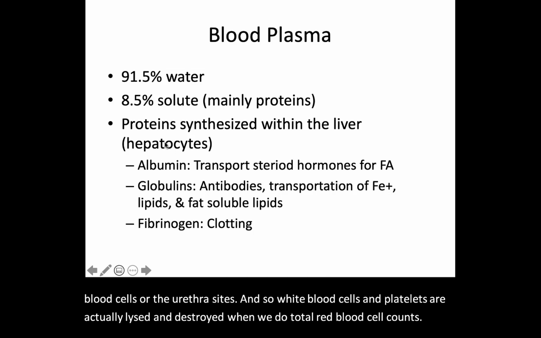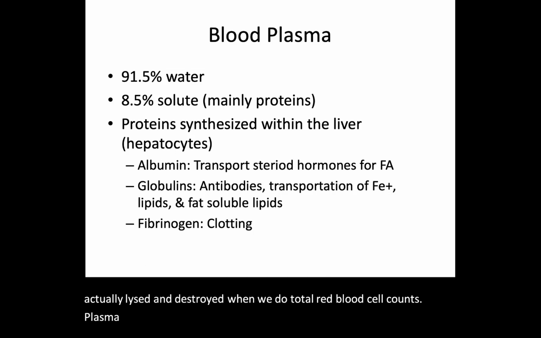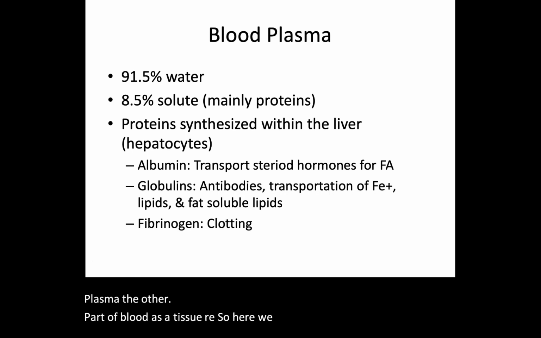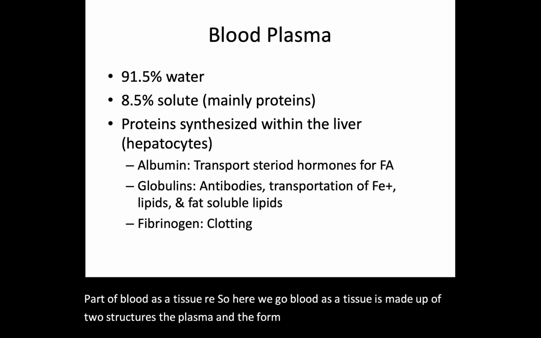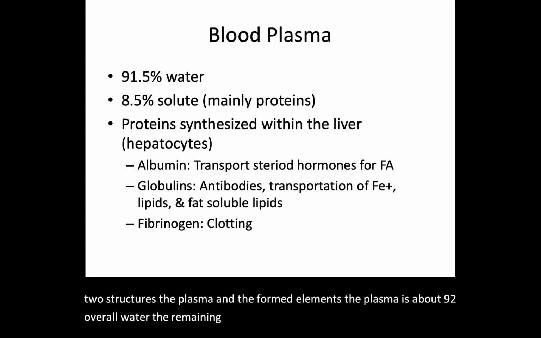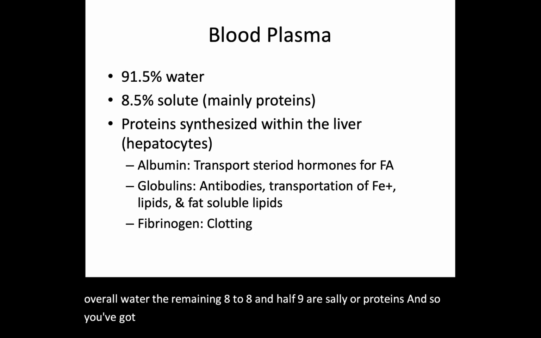Plasma, the other part of blood as a tissue. So here we go. Blood as a tissue is made up of two structures, the plasma and the formed elements. The plasma is about 92% overall water. The remaining 8% to 8.5, 9% are proteins. And so you've got some examples of proteins that are there.